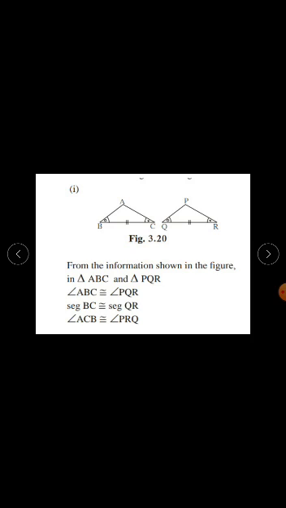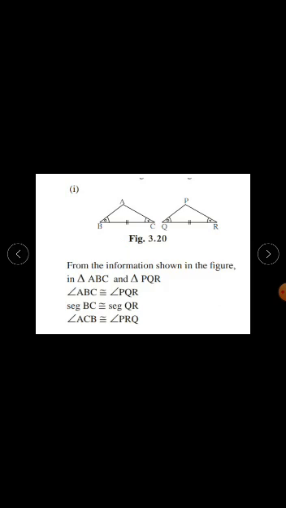Students, if two triangles are congruent, then their corresponding sides are congruent and their corresponding angles are congruent. See, corresponding sides are congruent; the short form for this is CSCT, and corresponding angles are congruent, the short form is CACT.